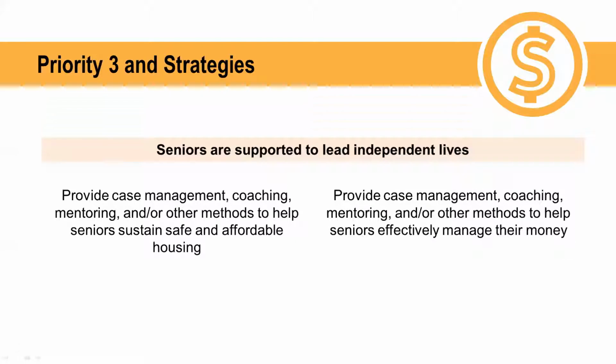And then we transition to our seniors at priority three. And these are individuals most likely on a fixed income. We do not have an age range for seniors. Programs must identify how they qualify individuals to be seniors. But what we do know is that we want them to lead independent lives. So again, we name specific programmatic methods: case management, coaching, mentoring. It can be others, but you just have to define those. And it is to help them sustain safe and affordable housing.